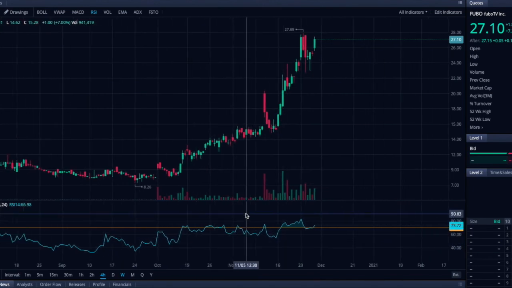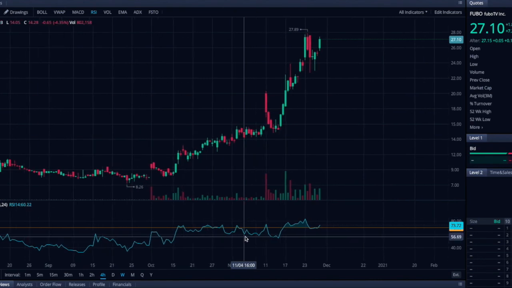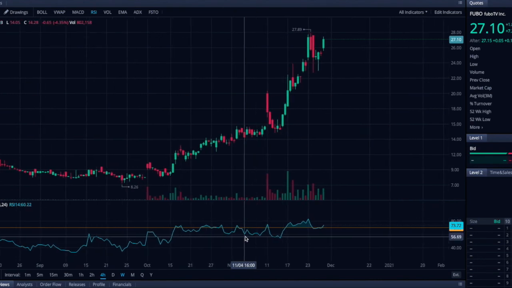So with RSI, I always like to look for oversold stocks for potential dead cat bounce plays, or I like to look at RSI above 70 to continue the momentum and get in on trades with momentum.